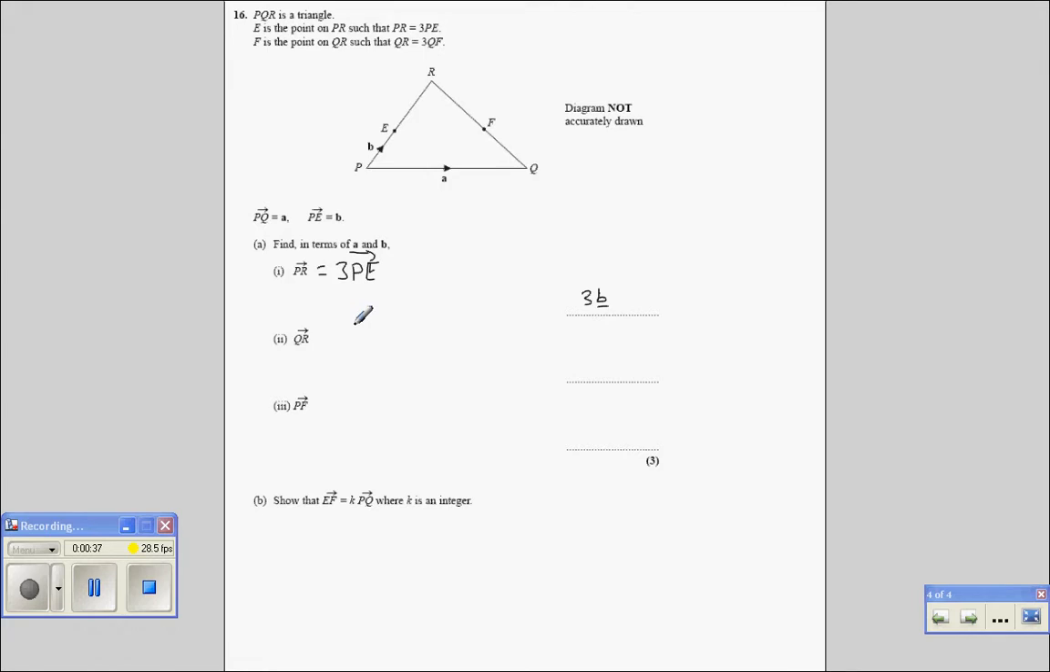Right, to go from Q to R, I'm going to follow the vector Q to P, and then from P to R. To go from Q to P is the opposite direction from P to Q, so it's minus A. And to go from P to R, we worked out in part 1. And I'm going to write my answer with 3b first because that's the positive term.